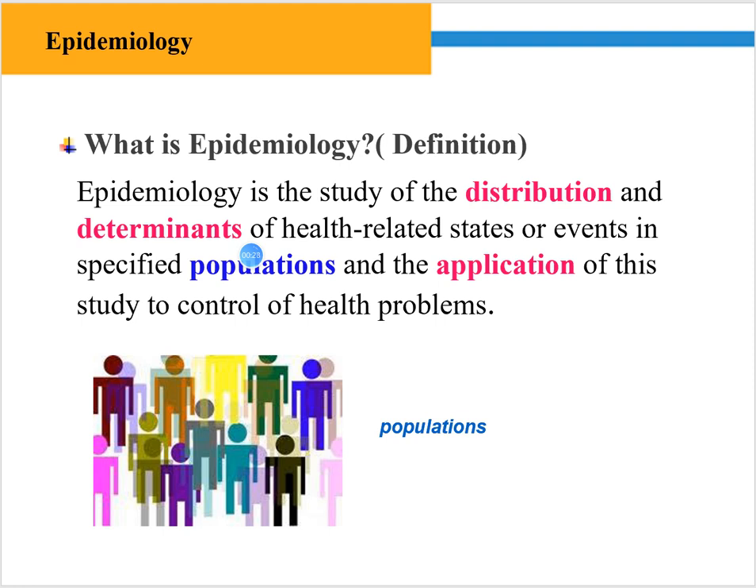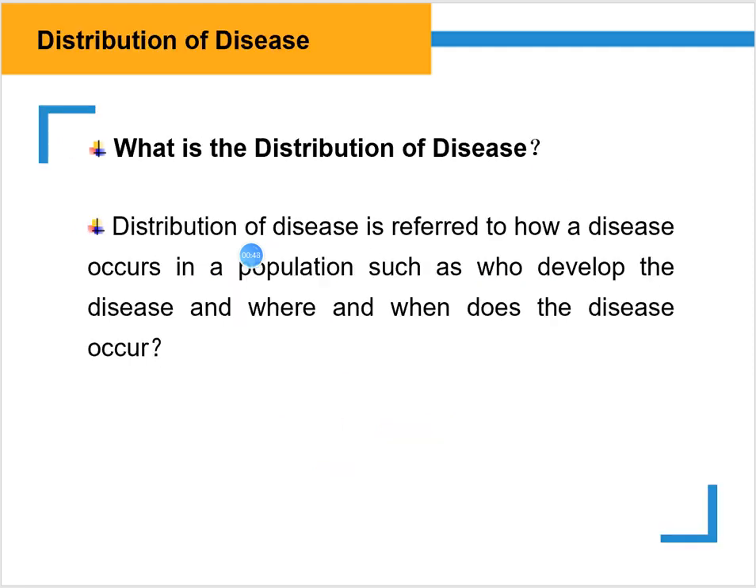That is, an important task of epidemiology is to describe the distribution of disease in a group of people. Then, what is distribution of disease, and how to describe the distribution of disease? Distribution of disease is referred to how a disease occurs in a population, such as who developed the disease and where and when does the disease occur.